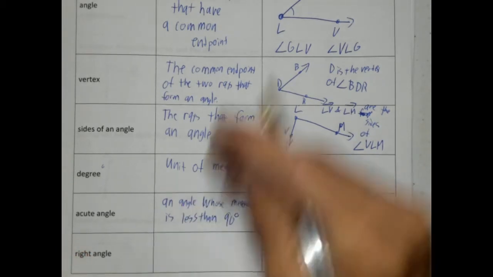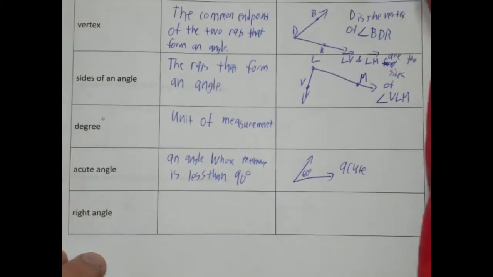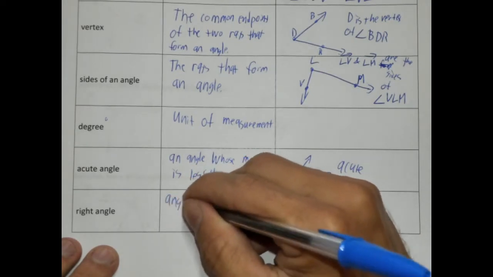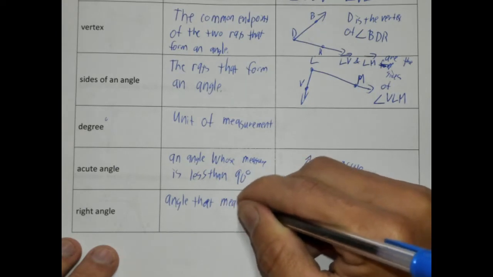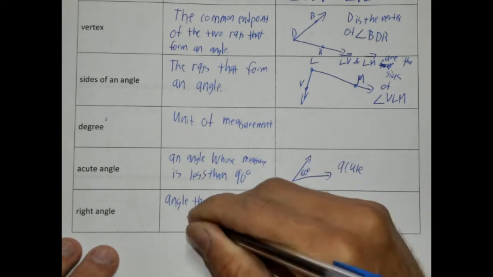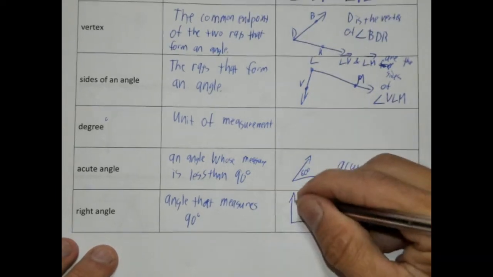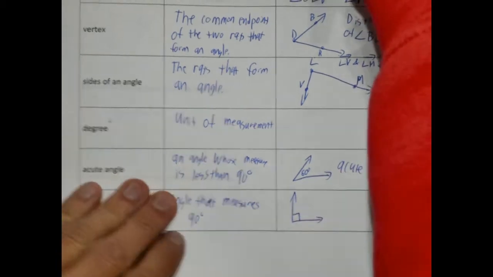Okay, a right angle, let me zoom in here, this is a little better. A right angle is going to be an angle that measures exactly 90 degrees. And there's a symbol for that, you'll see in notation. So if you have an angle here that's 90 degrees, they'll typically use a box to show that as shorthand, okay? All right, so that's the first page.